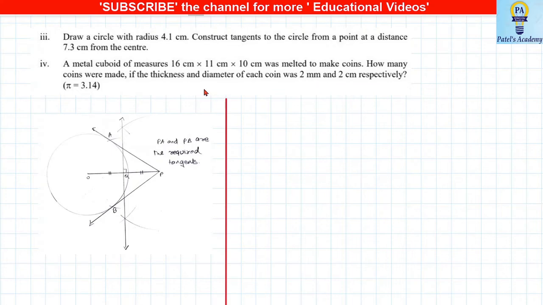You have to construct a circle of radius 4.1, and from the center we have to take a distance of 7.3. From there you have to construct tangents. So this sum is based on a point exterior to the circle. So we know that when the point is in the exterior of the circle, we can draw two congruent tangents. Okay, so how do we do the construction? Let's see.